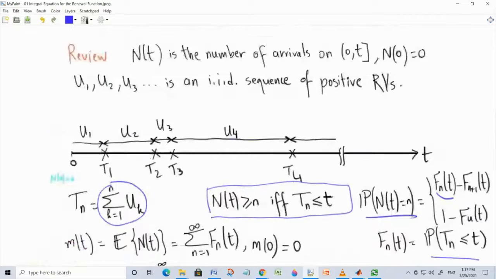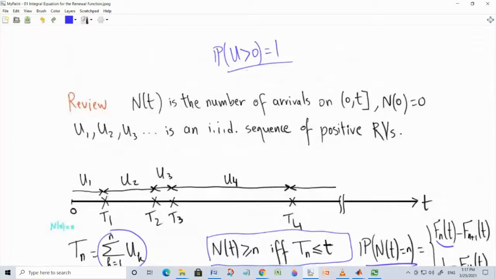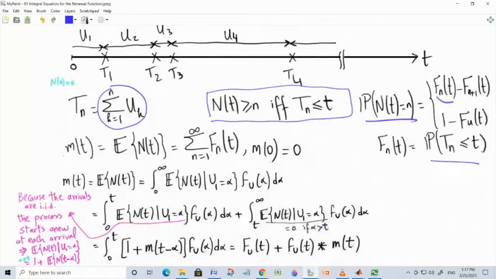Given this assumption, all the moments of N of t are finite, and we are interested in the first moment, denoted small m of t, which is called the renewal function. And the renewal function, also with m of 0 being 0, is given by this sum here: the sum for n from 1 to infinity of F sub n of t. We will continue the topic of renewal processes by investigating small m of t.